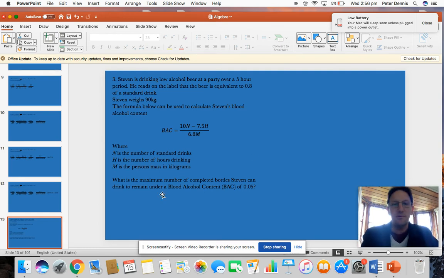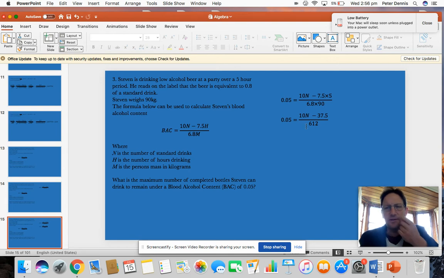So first thing to do is to substitute everything in. Here I've substituted in. We need his blood alcohol to stay below 0.05. So it's 10 times N, where N is the number of drinks, minus 7.5 times 5, so that's the amount of hours, all divided by 6.8 times his weight. I'm going to calculate all of that. This is 37.5, this is 612, and move everything over and calculate it.